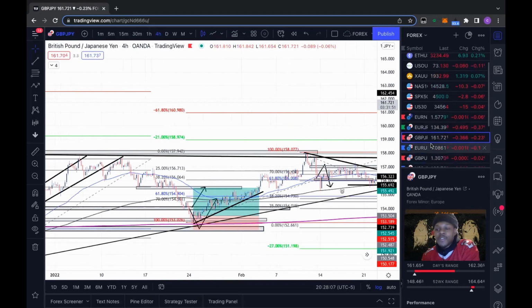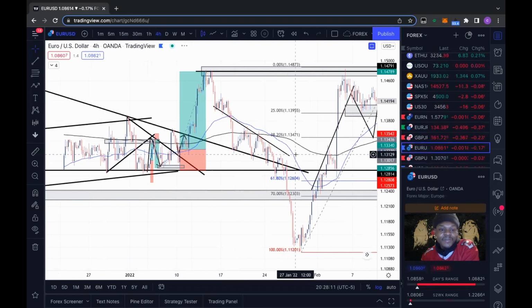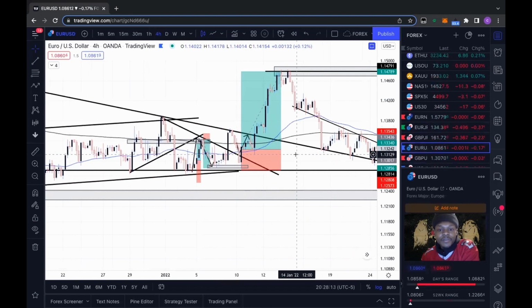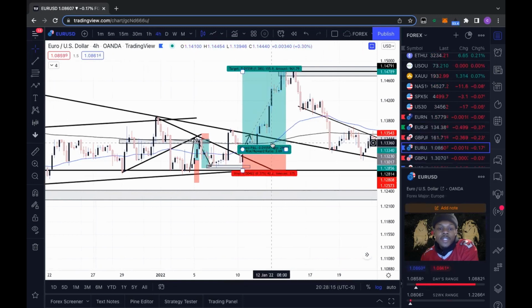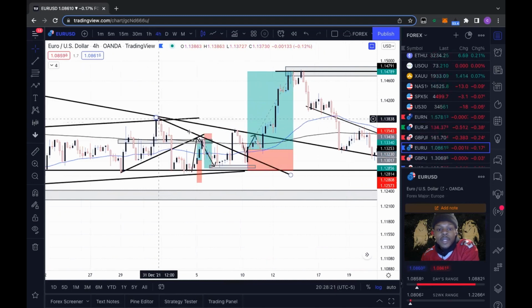That may be too confusing for y'all. Okay, here goes the good one. All right, so here on Euro USD, same thing. We was in a downtrend right here, right? We was in a downtrend.